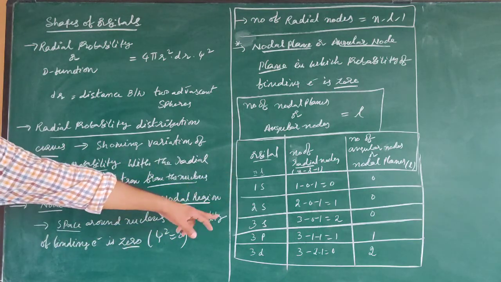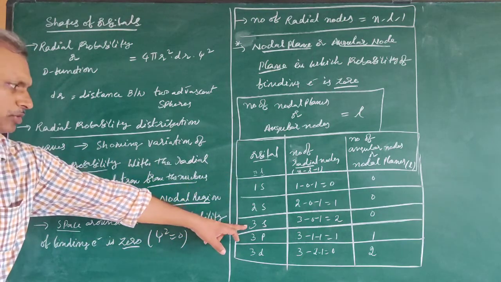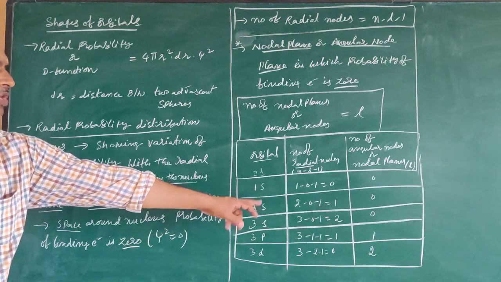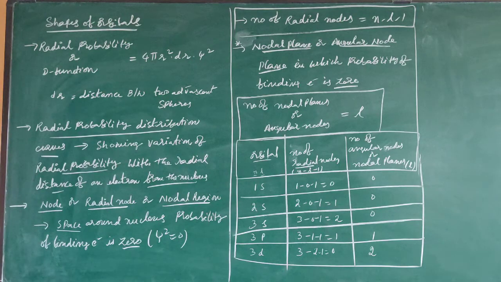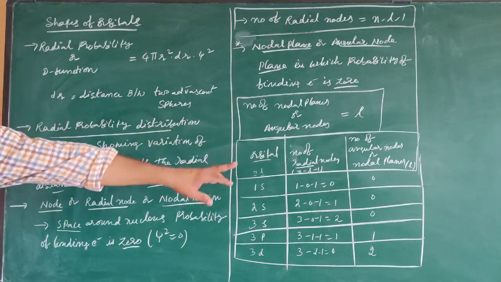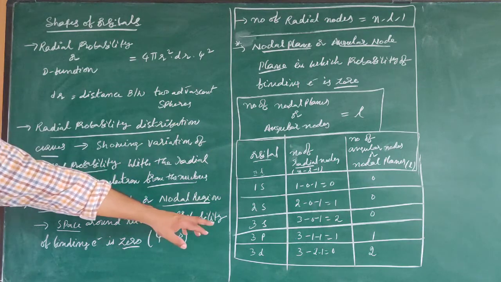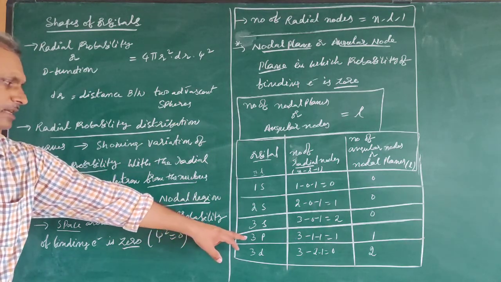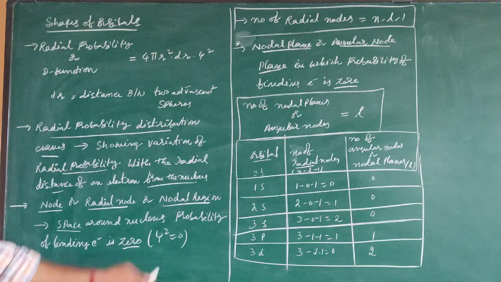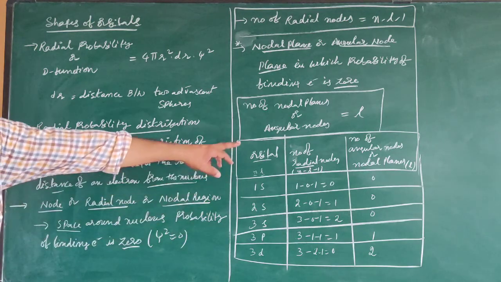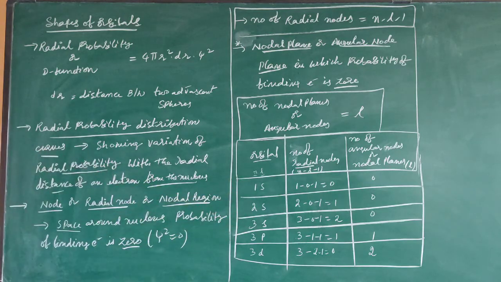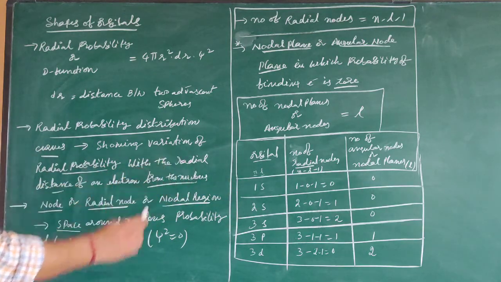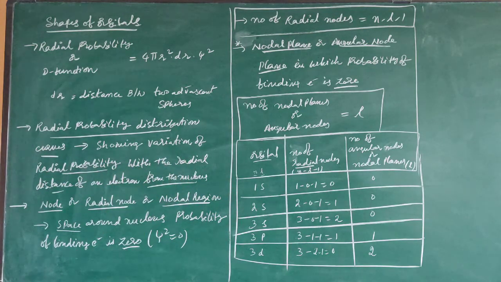For the 3s orbital, n is equal to 3, so 3 minus 0 minus 1 is equal to 2, because for s the L value is 0. The number of angular nodes is 0. For the 3p orbital, n is equal to 3 and L is equal to 1, so the number of radial nodes is 3 minus 1 minus 1, which is 1. The number of angular nodes is equal to L, which is 1.